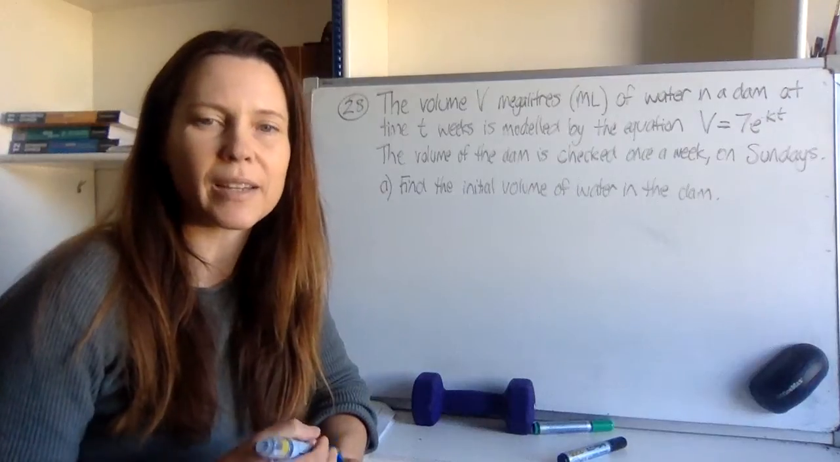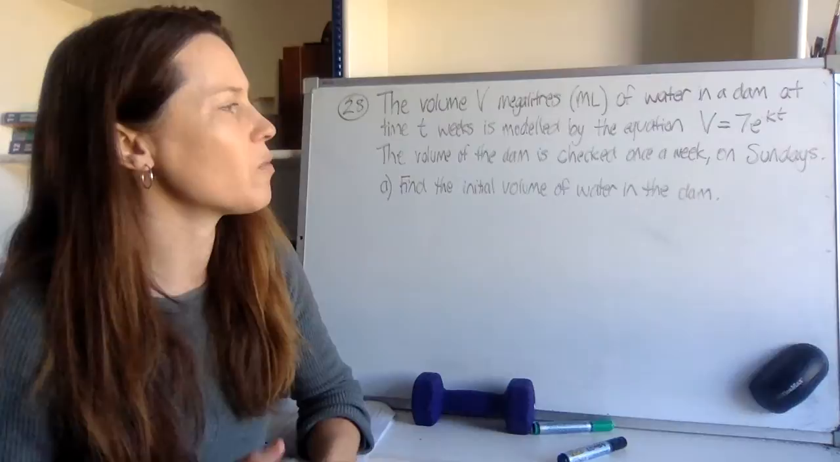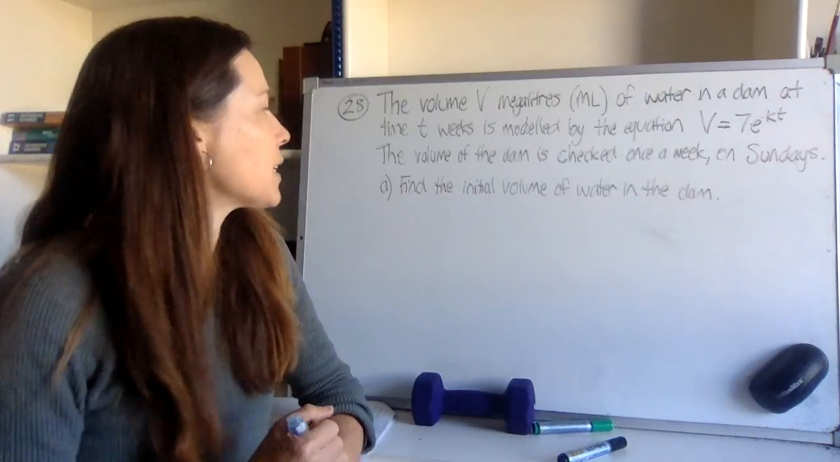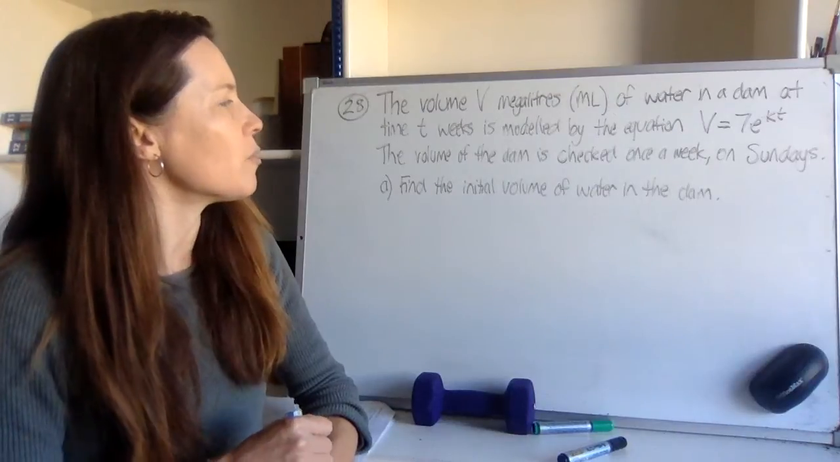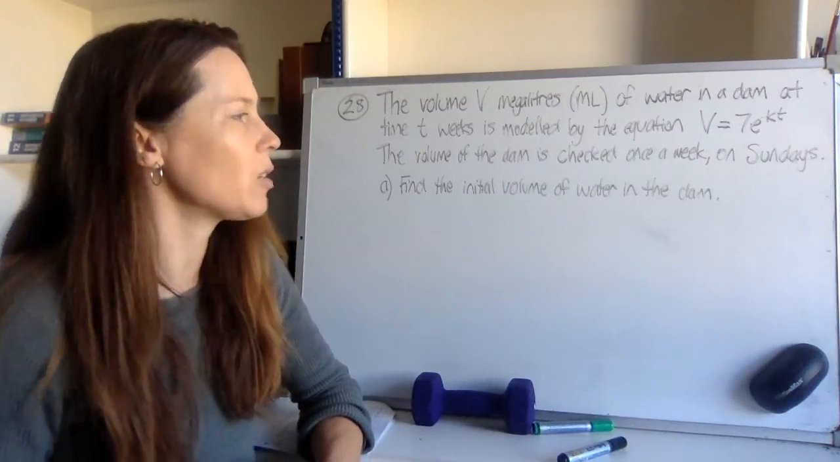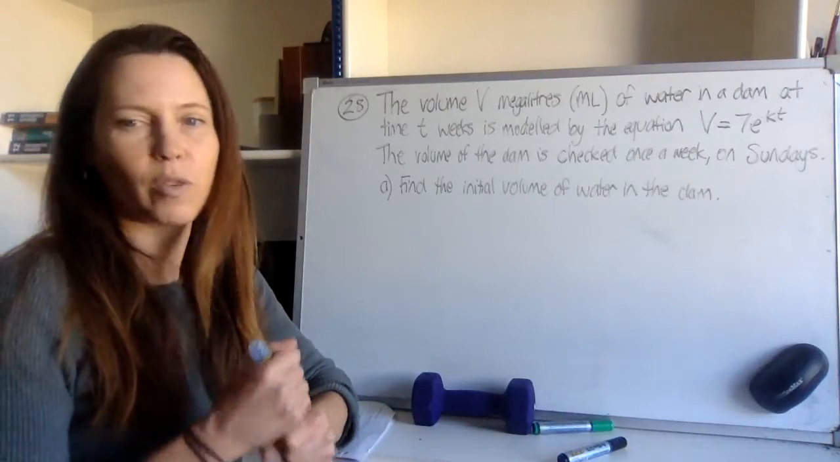In question 28, we've got the volume of water in a dam being modelled by this equation V equals 7e to the power of kt, where t is in weeks and the volume is in megalitres. Now the volume of the dam is only checked once a week on Sundays, and we need to, in part A, find the initial volume of water in the dam.